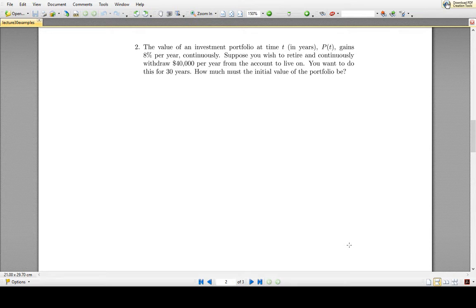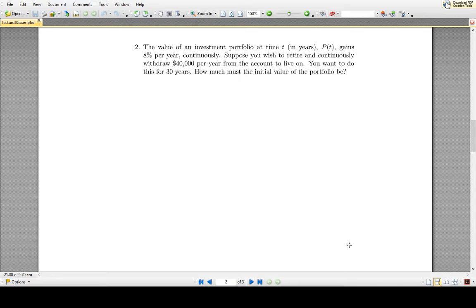Now, suppose that I wish to retire on this investment portfolio, and I want to continually be able to take out $40,000 every year from the account to live on. I want to be able to do that for 30 years, so maybe from when I'm 65 to 95 or something. How much must the initial value of the portfolio be to allow me to withdraw $40,000 every year for 30 years without running out of money?